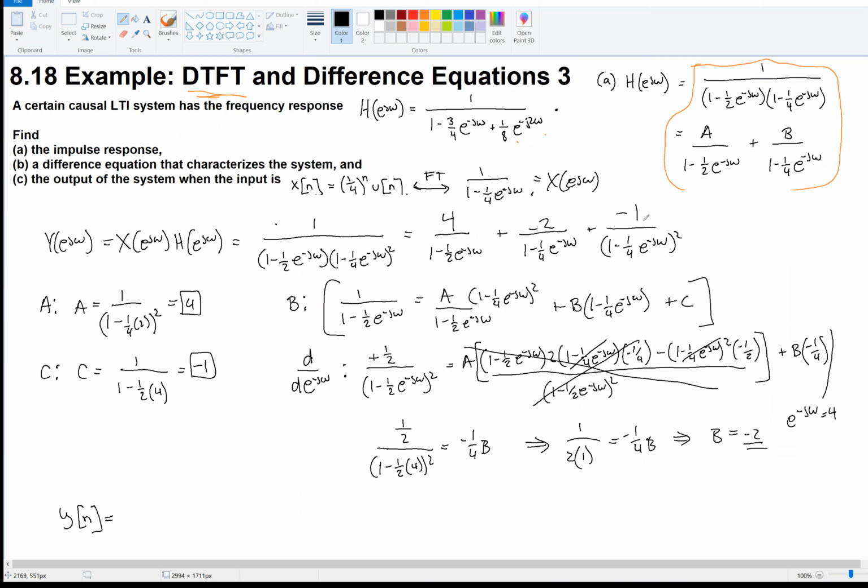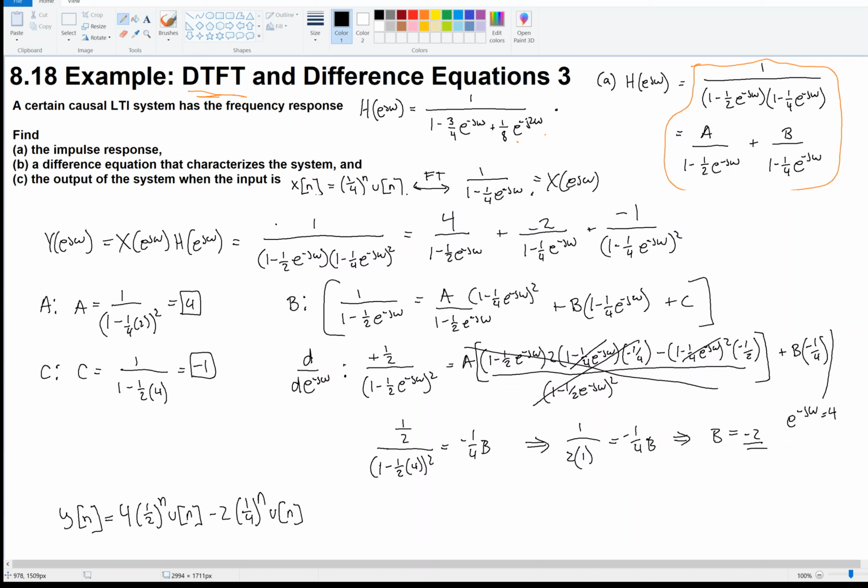So we apply the linearity property, so I can take this term separately. This is 4 times the inverse transform. Well, I form fit this, and I see that the inverse transform is 1 half to the n u of n. And then I look at this, and I take the negative 2 out, and then I form fit this, and I see the inverse transform is 1/4 to the n, u of n.